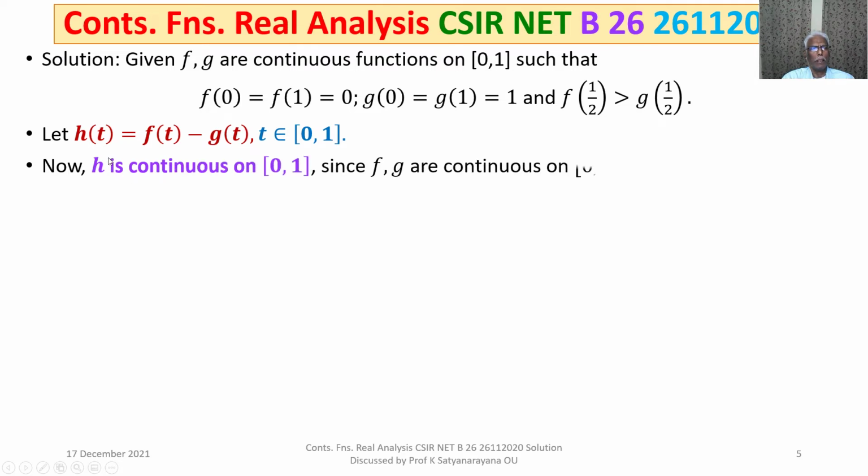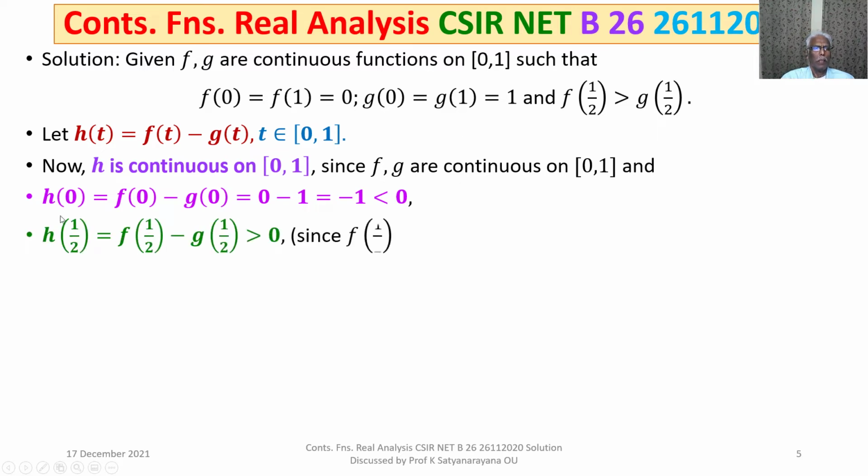Now, h is a continuous function because f(t) and g(t) are both continuous functions defined on the closed and bounded interval 0 to 1. So h is continuous on [0, 1]. The value of h at 0 is f(0) - g(0). f(0) is 0, g(0) is 1, 0 minus 1, that is negative. h(1/2) = f(1/2) - g(1/2) is greater than 0 because f(1/2) is greater than g(1/2). It is given.